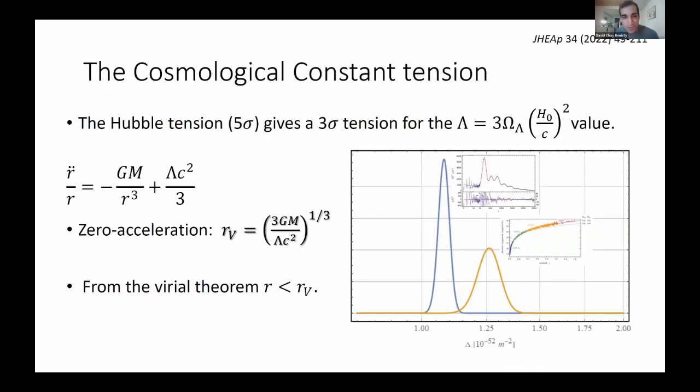I'd like to give you an idea that what we consider the Hubble tension can also be called the lambda tension, the cosmological constant tension. What appears in the Einstein equation, the R minus 2 lambda, is proportional to the Hubble constant squared, and it's also coupled to omega lambda. So if you have a tension between the values of the Hubble constant, you also have a tension for this very fundamental cosmological constant.